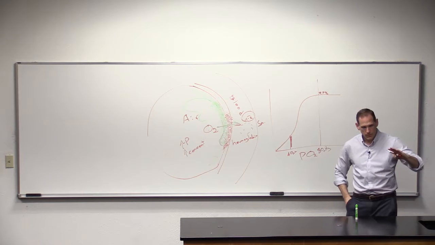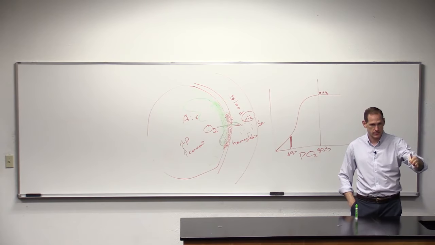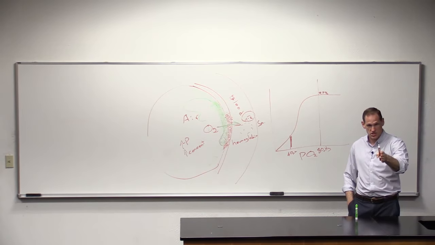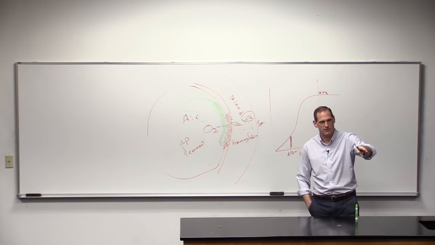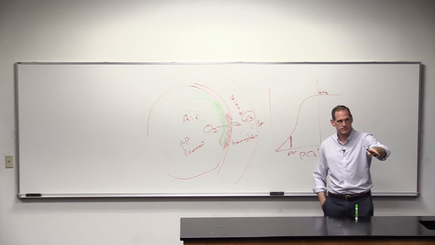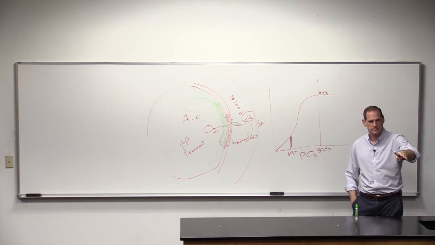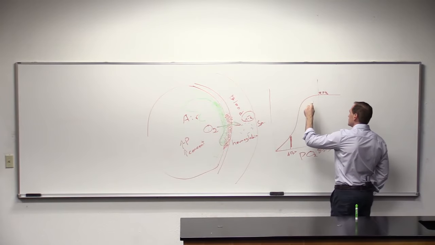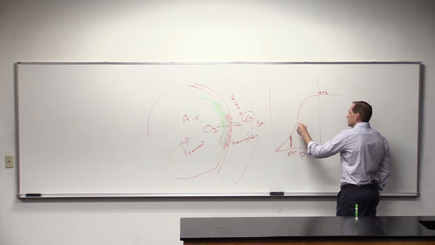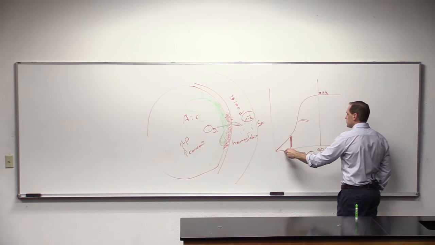Now, when you become acidic, that curve is going to shift. If you're looking at your notes, which direction does it shift? Well, it doesn't really matter, because no matter which direction it shifts, it's bad. So let's say we shift it to the right. What happens?